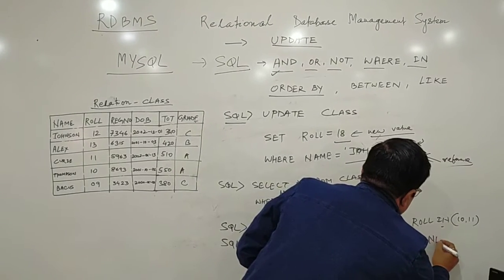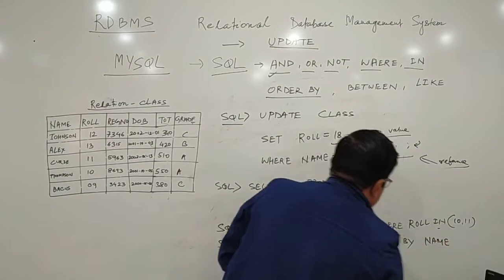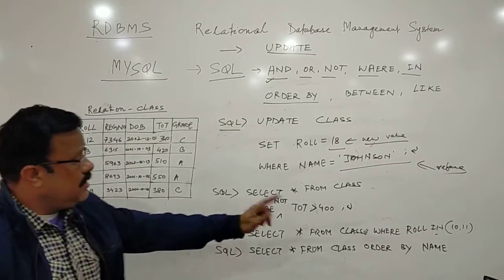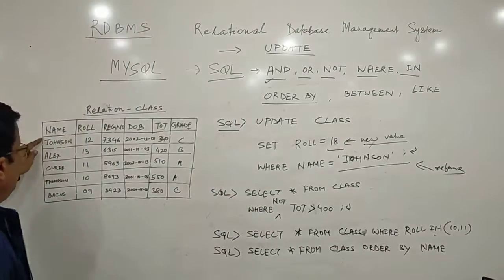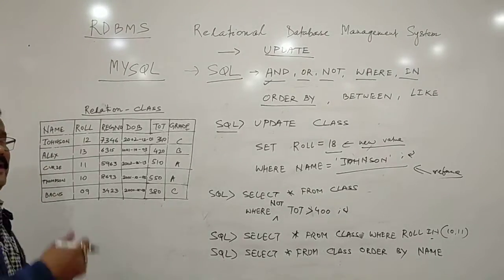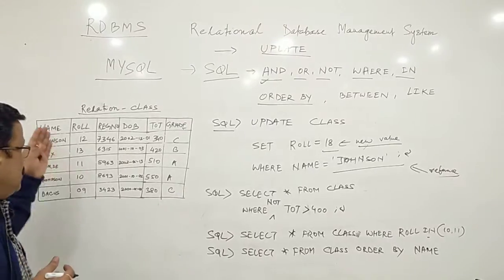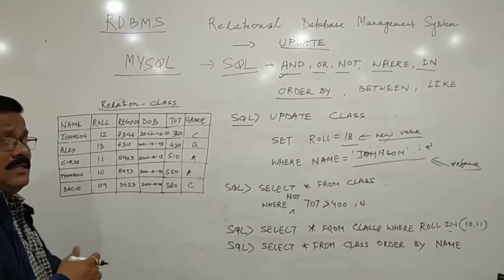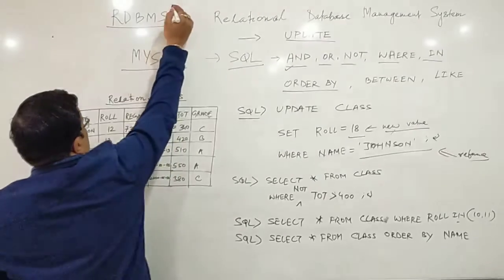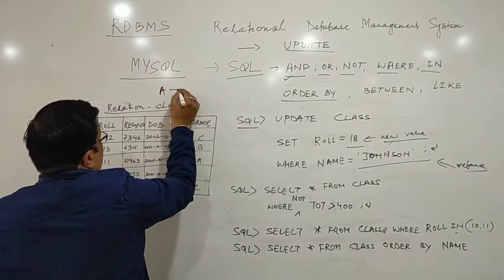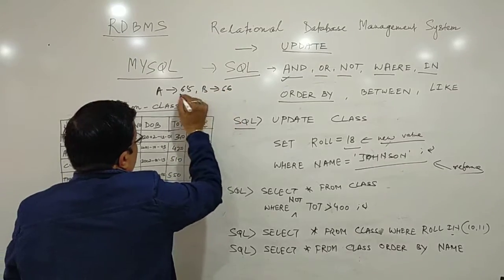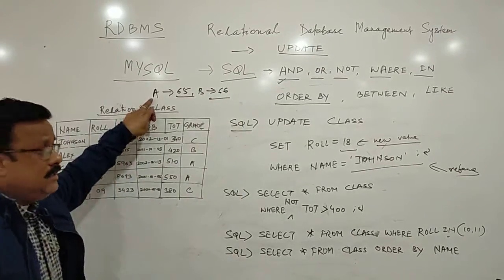Order by name. So it will display all the records, but as per the name, in alphabetical order. So A will come first, Alex, B, then C, like alphabets A, B, C, D. This sorting the computer is actually doing with the help of the ASCII value. As you know, the capital A ASCII value is 65. Likewise B is 66. In that way A comes first, then B.